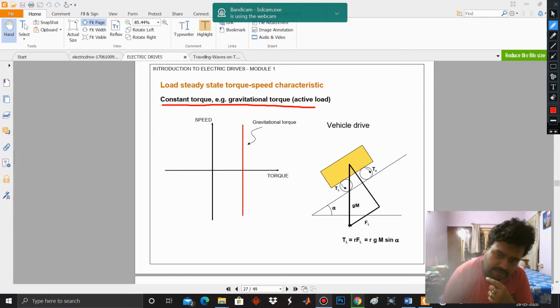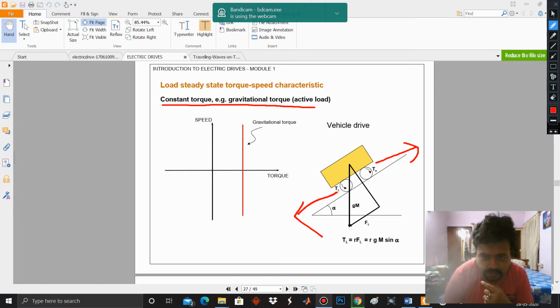Now the load torque tries to move the vehicle in the downward direction, while the electromagnetic torque is moving it in the upward direction. The motor, coupled to the wheels, is generating electromagnetic torque. So it should be in the clockwise direction, where the load torque should be in the anti-clockwise direction.